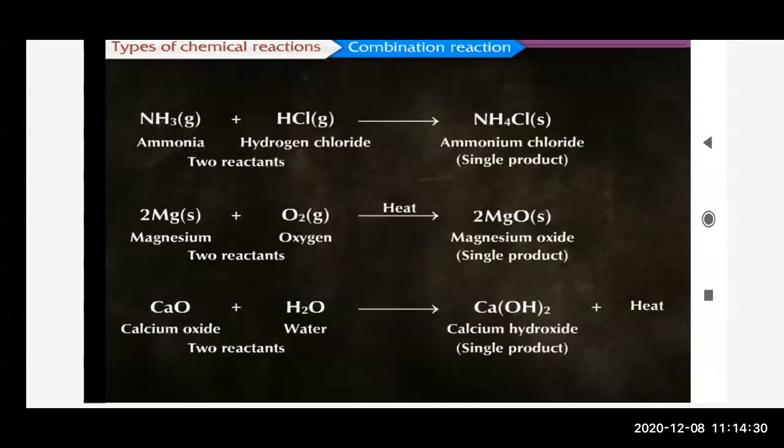Then we saw the third activity. What was the third activity? Take water in a beaker up to half of its capacity. Now add a few pieces of slaked lime. Slaked lime means calcium oxide. Remember, slaked lime means calcium oxide, CaO. You are going to add a few pieces of slaked lime, or calcium oxide, to it.